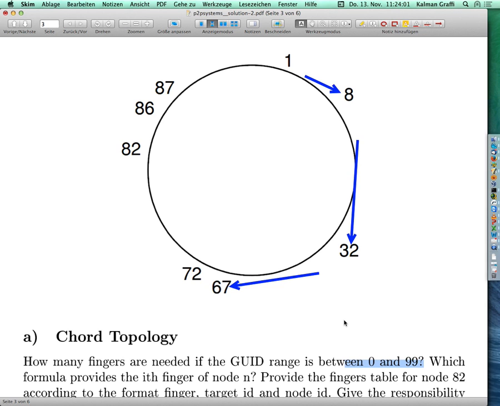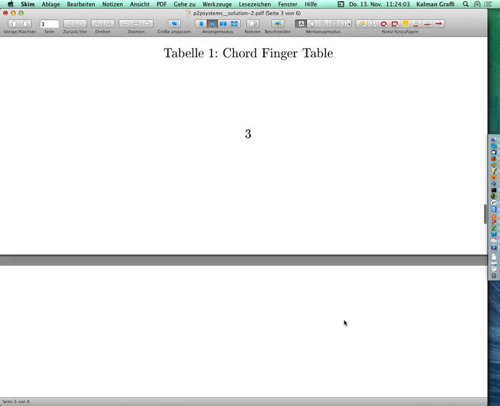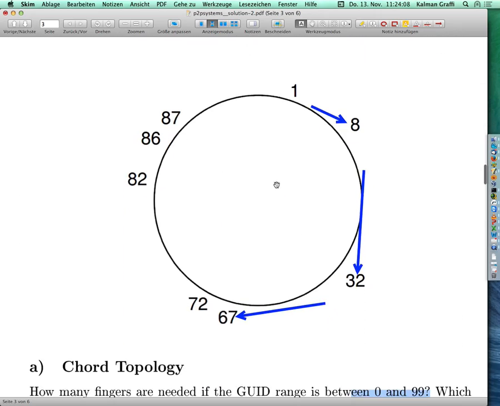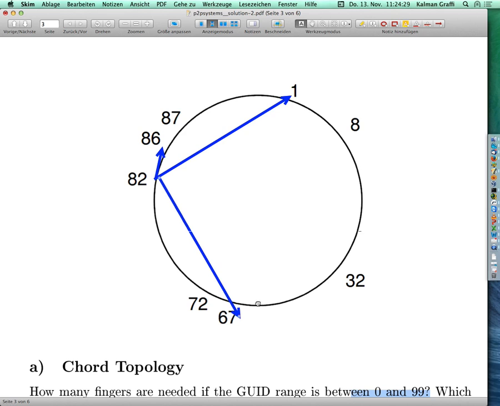So now we have all these fingers. Most of our fingers are pointing, some of them to 86, then we have a few pointing to 1, and we have one pointing to 32 and 67. Okay. So now we could also go further and calculate more fingers. Would we gain some benefit?